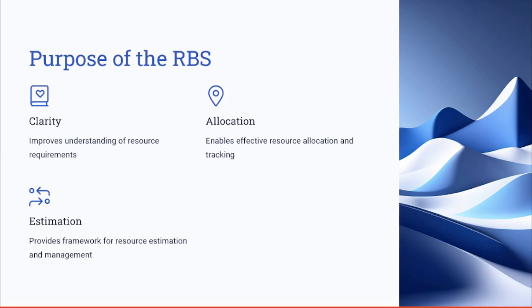The purpose of having an RBS, or resource breakdown structure, is to improve the clarity and understanding of resource requirements. By breaking down resources into categories, it allows project managers to clearly see what resources are needed at each level of the project. This enhances resource allocation, helping in tracking resources efficiently. Also, it serves as a framework for both resource estimation and resource management throughout the project lifecycle.